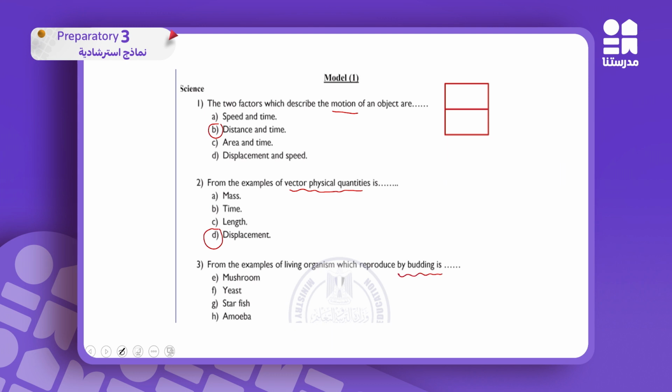From examples of living organisms which reproduce by budding, is it mushroom? Of course all of you know that the mushroom reproduces by spore propagation. Yeast, it's the right answer, but let's complete it. Starfish is by regeneration, amoeba by binary fission. So we are going to choose yeast, which reproduces by budding.